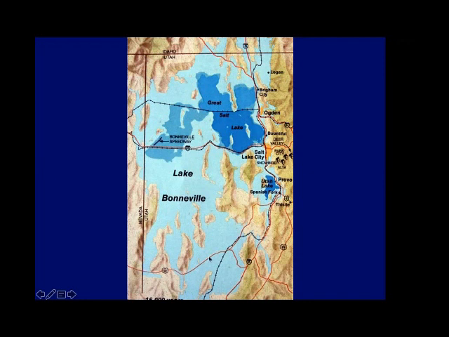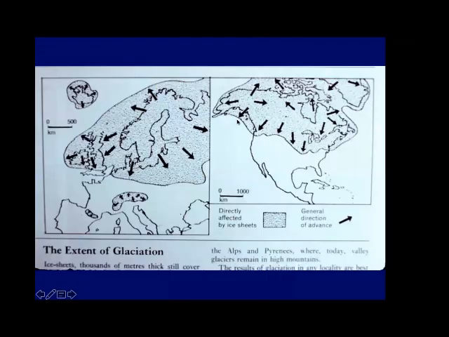The biggest one was Lake Bonneville. It went from where Salt Lake City is all the way up to the Idaho border, all over to the Nevada border. And then the remnants of it is the Great Salt Lake today. Now, let's go back to Europe.